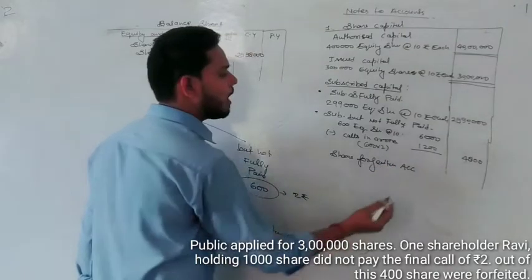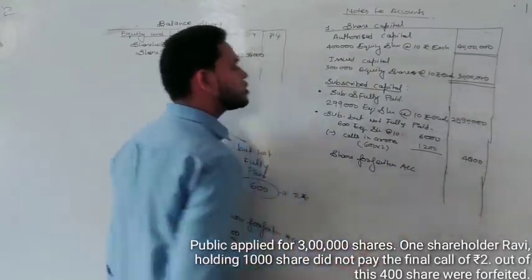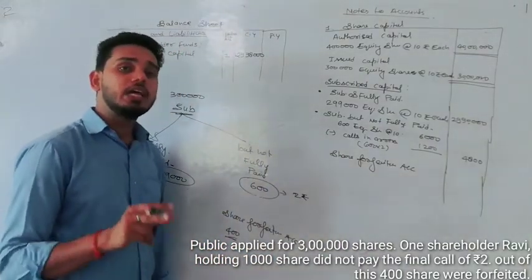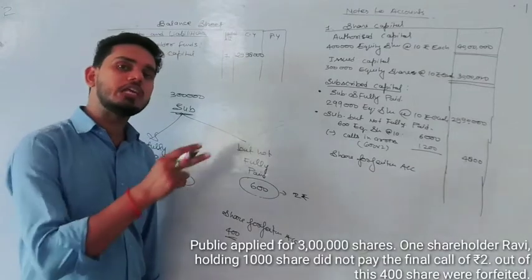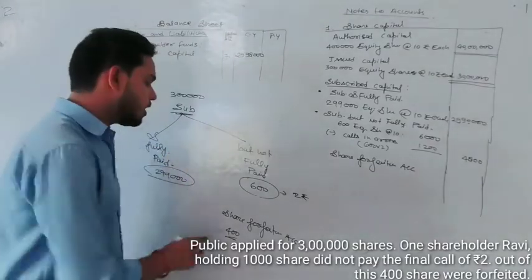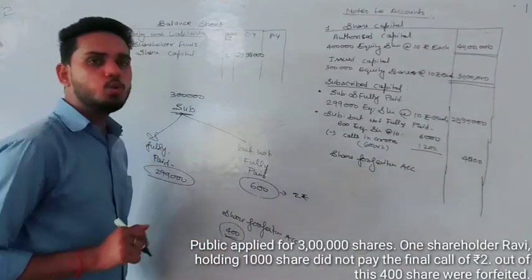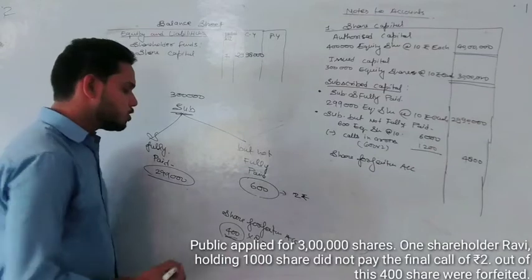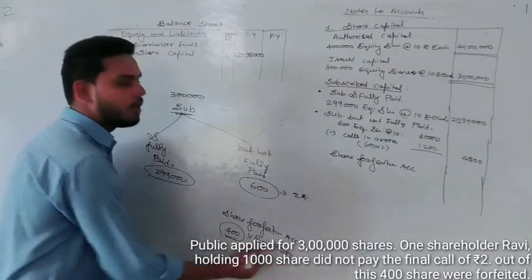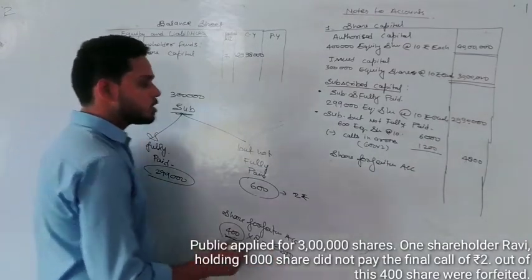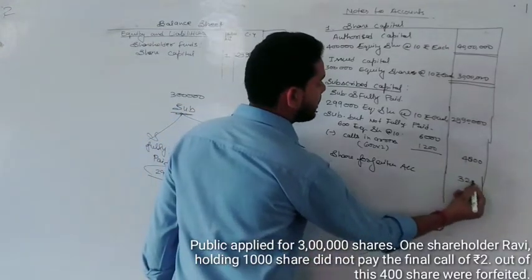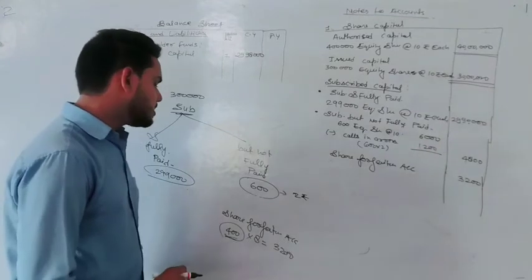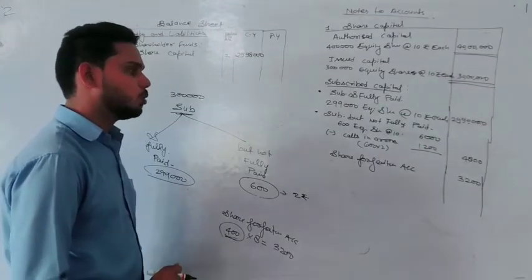Now how much amount will we write here, sir, in the share forfeiture account? In the share forfeiture account, you will write the amount which you actually received from those shares. On these 400 shares, only 2 rupees was not paid, which means 8 rupees was received. So it will be 3200. Right? Okay. So we will write 3200 in the amount column. Okay, right. I hope this point is also clear to you.